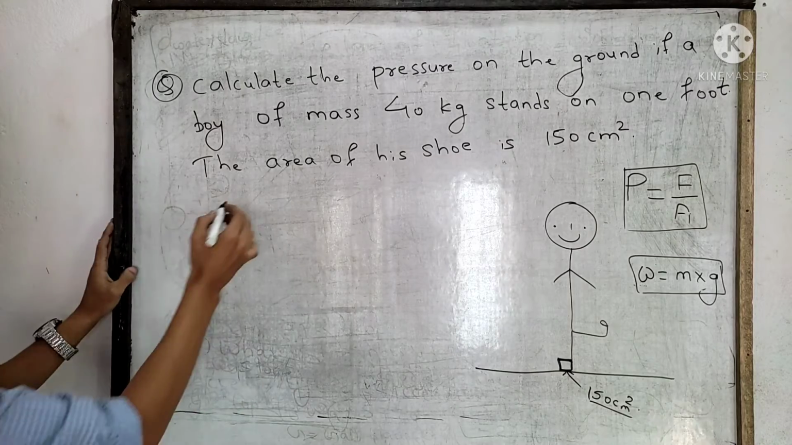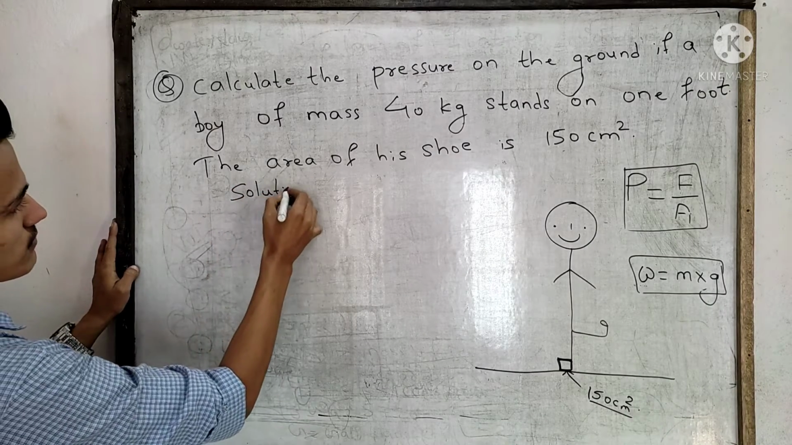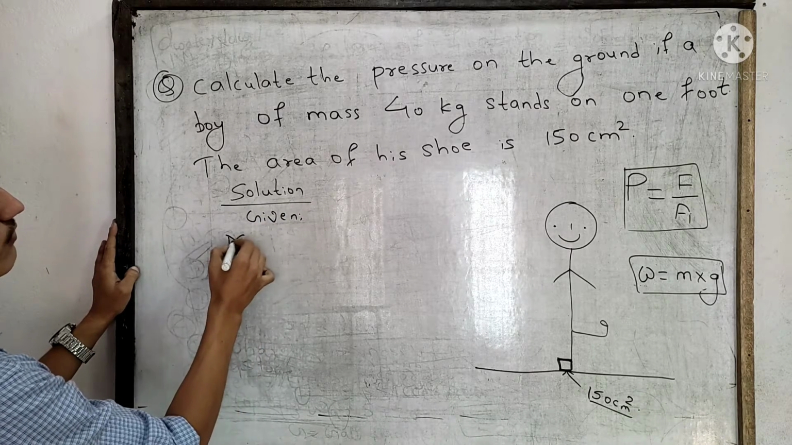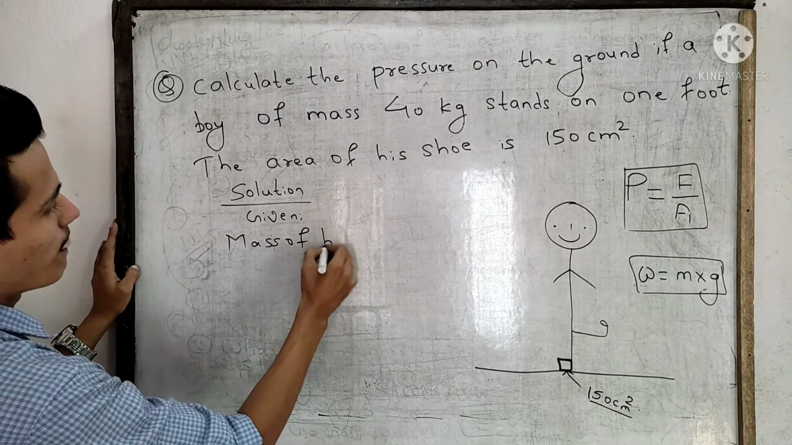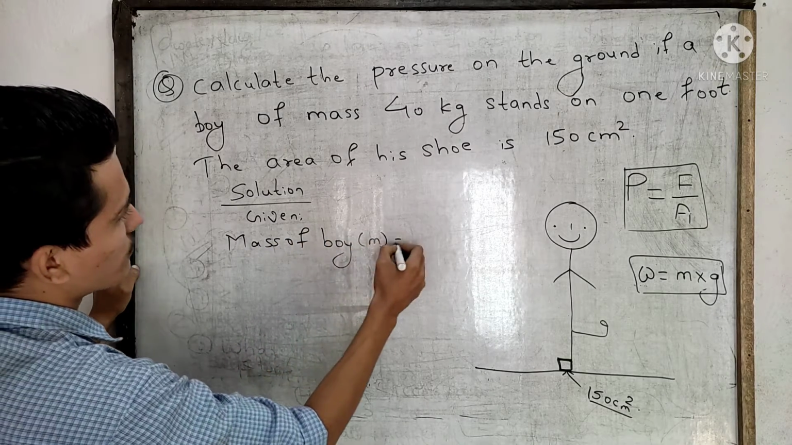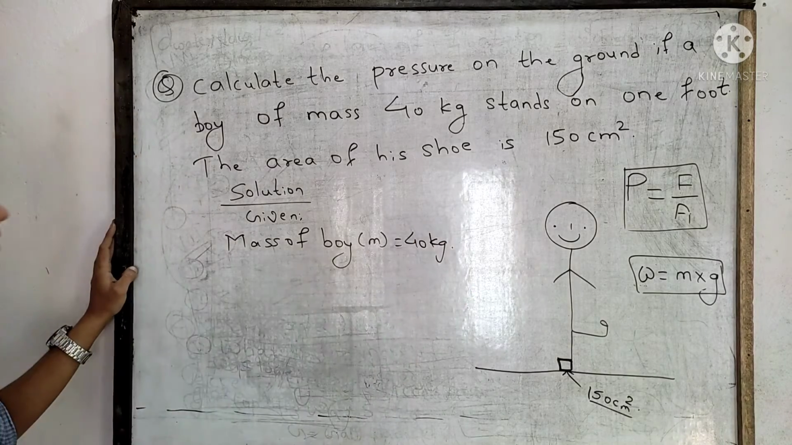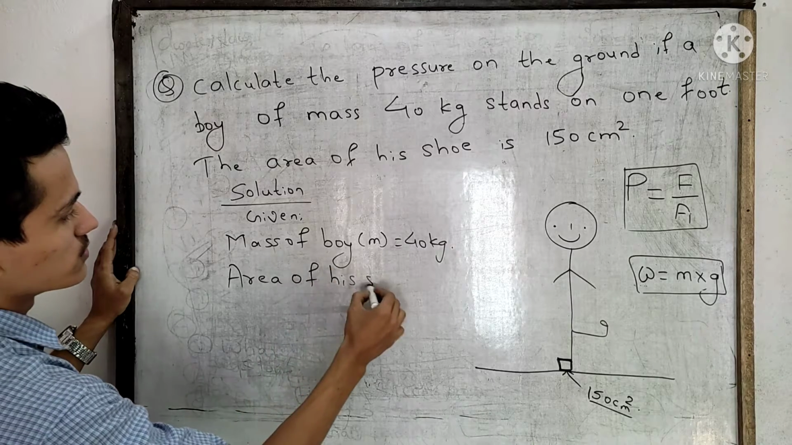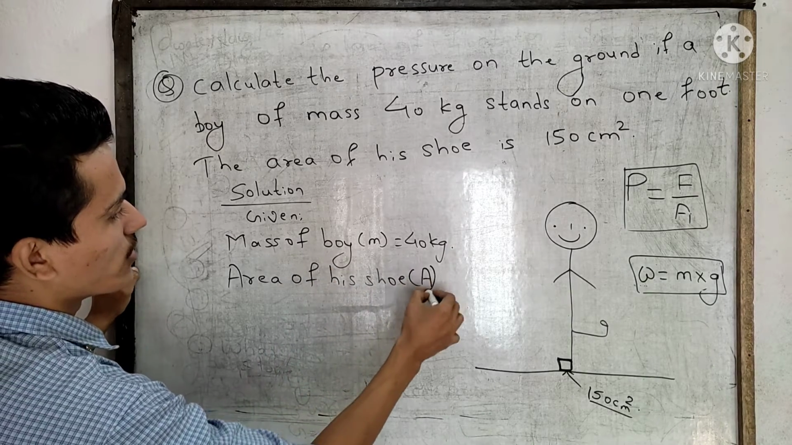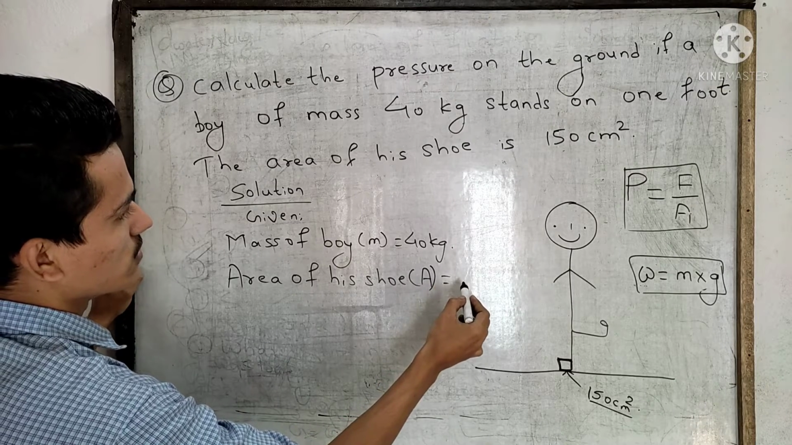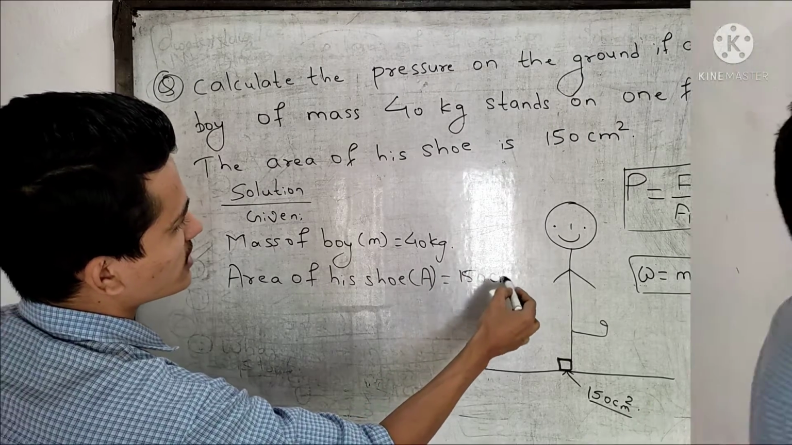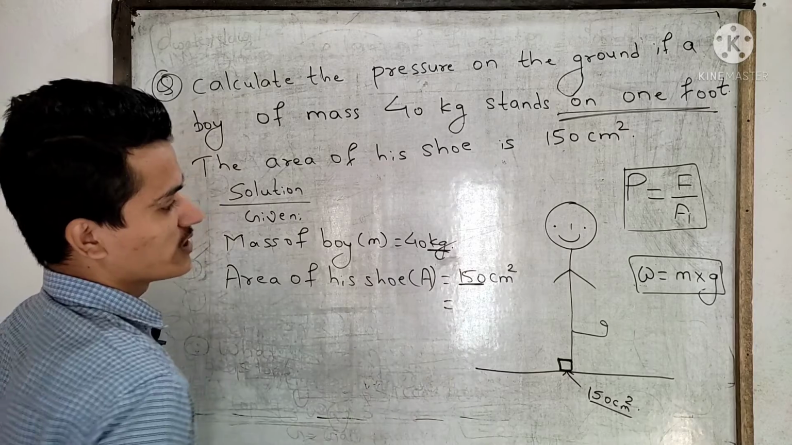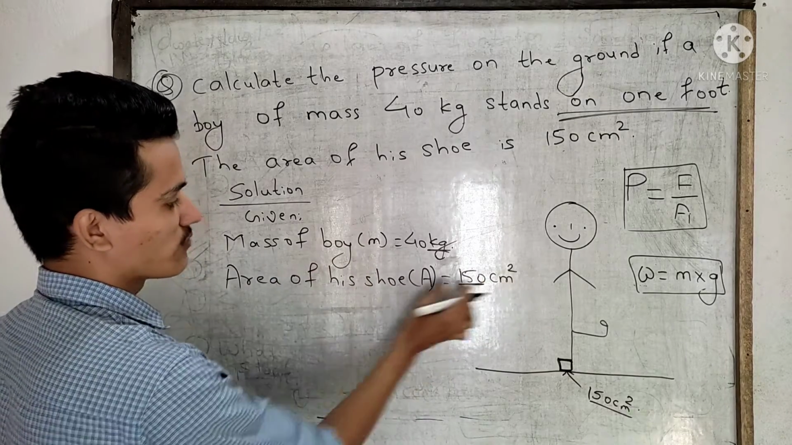Now we can do it this way. We can write the solution. Given: mass of boy, M is 40 kg, and area of his shoe, A is 150 centimeter square.